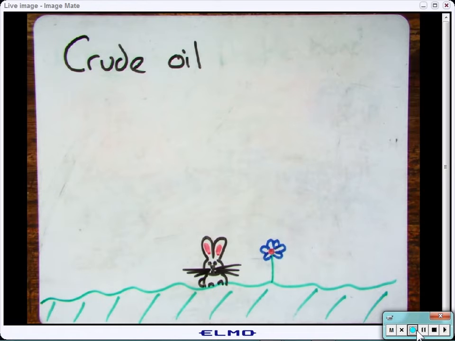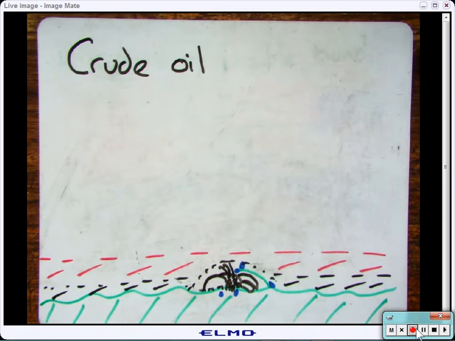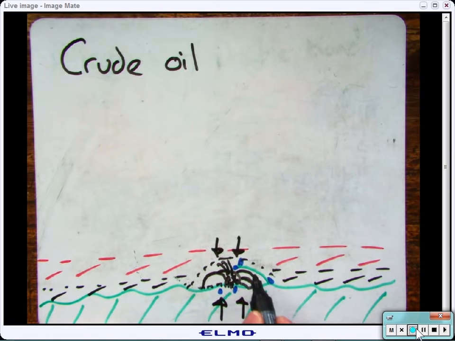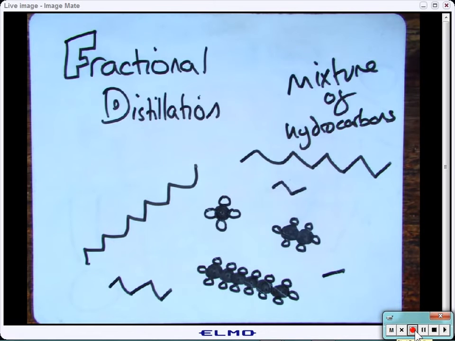So what is crude oil? Crude oil is where animals and plants die, and then they get buried by lots of different types of rock. And over millions of years, the pressure from the rock creates crude oil out of these fossils. So once that crude oil is there, it's ready to be mined out of the ground. Once we do that, we get this mixture.